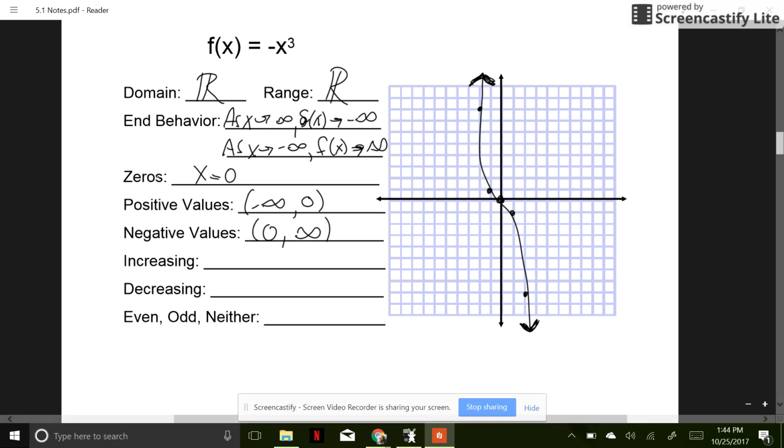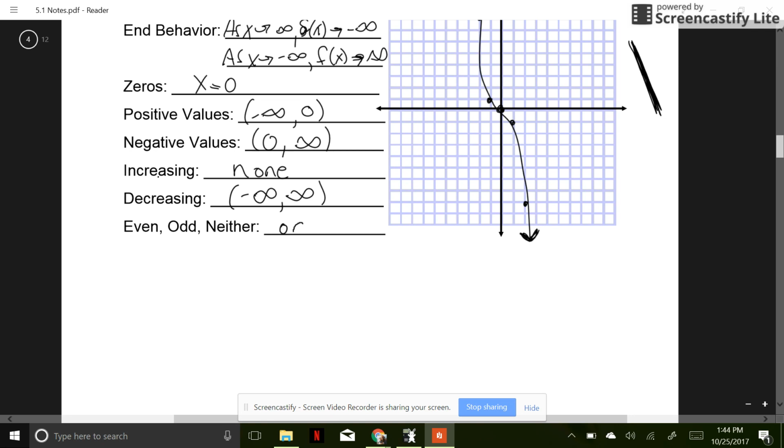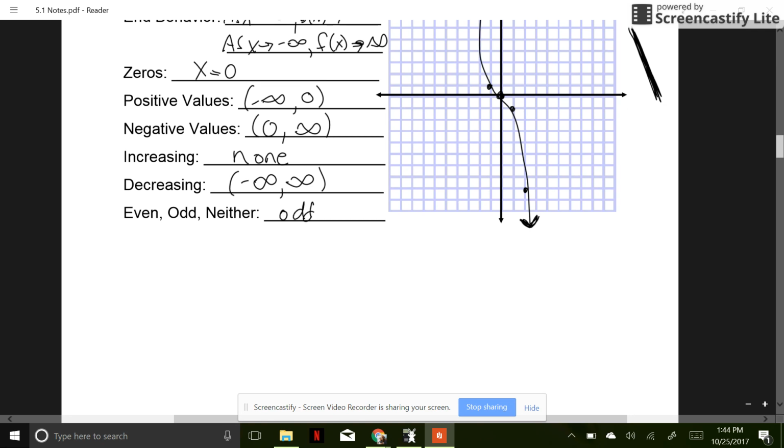Now this time the general shape of our graph is more like this. That's decreasing. So that means we're increasing nowhere. There's no spot where we're increasing, we're decreasing the whole way. So from -infinity to infinity, you're decreasing. And this function is still going to be odd.